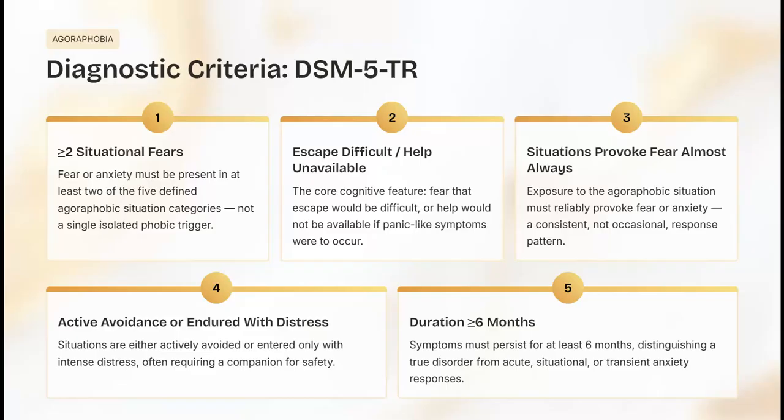The symptoms must persist for at least 6 months so you can distinguish a true disorder from some kind of acute situational or transient anxiety. Understanding those key criteria is important for properly identifying and treating agoraphobia. You have to be able to recognize this isn't something that's just happening. It's been going on for over 6 months. These people are not coming out.